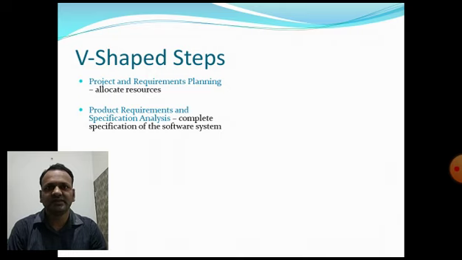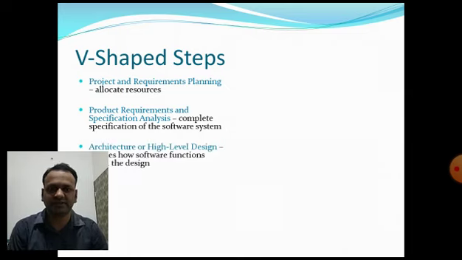In the second phase, there is the product requirement and specification analysis. The information we gathered from the clients, we analyze. We specify the scope of the project, because we are going to develop software as per the customer expectation. Here we complete the specification of the software system: which requirements the system needs, which resources the system needs, and what scope of the system we are going to plan. We discuss this in the second phase of the V-shaped model.